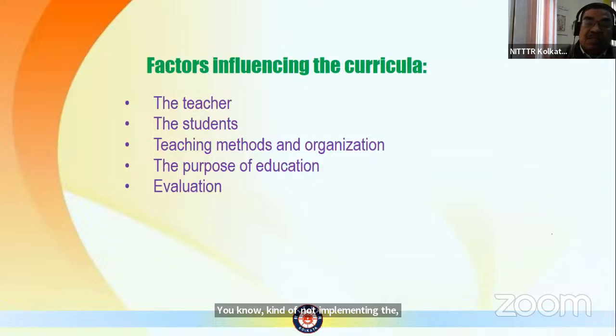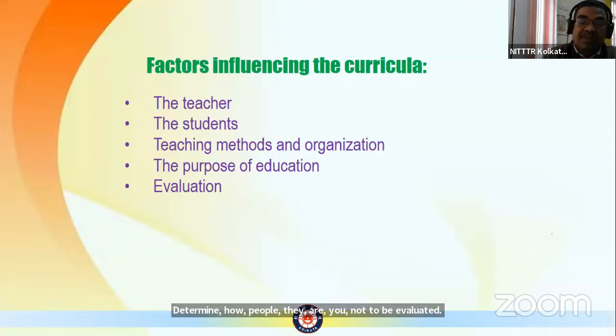Now, the first one is the teachers. The teachers, the students, the teaching methods and organization, the purpose of education, and also the evaluation scheme or evaluation methodology. These are the six different influential factors which will determine how beautifully the curriculum is to be evaluated.